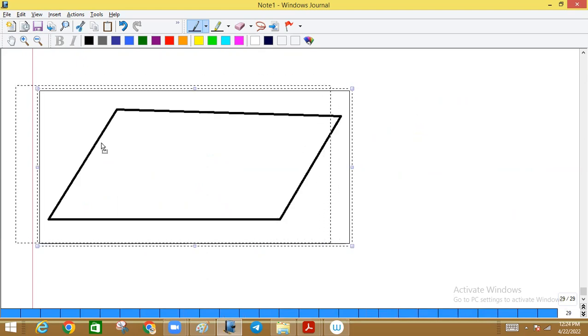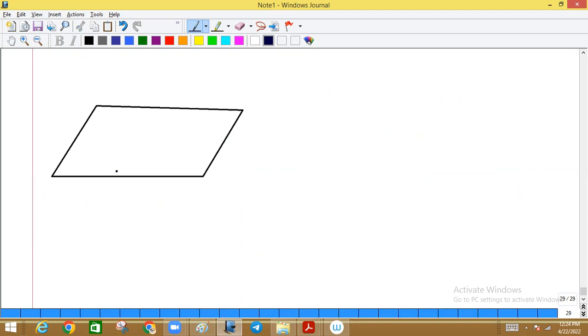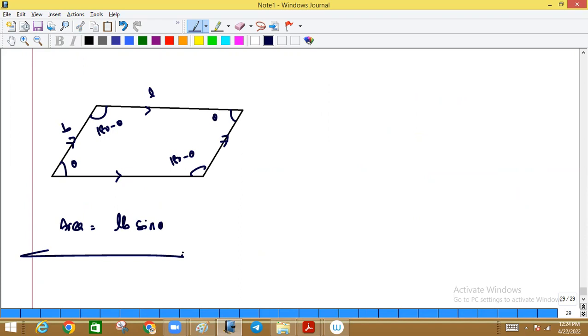How are the angles in a parallelogram? If it is theta, it is parallel, you know. If it is theta, the supplementary angle is 180 minus theta. Again, it is theta, and this is 180 minus theta. Understood? If it is L and B, area is simply L into B sin theta. In the rhombus, it was A squared sin theta. In a parallelogram, it is LB sin theta.